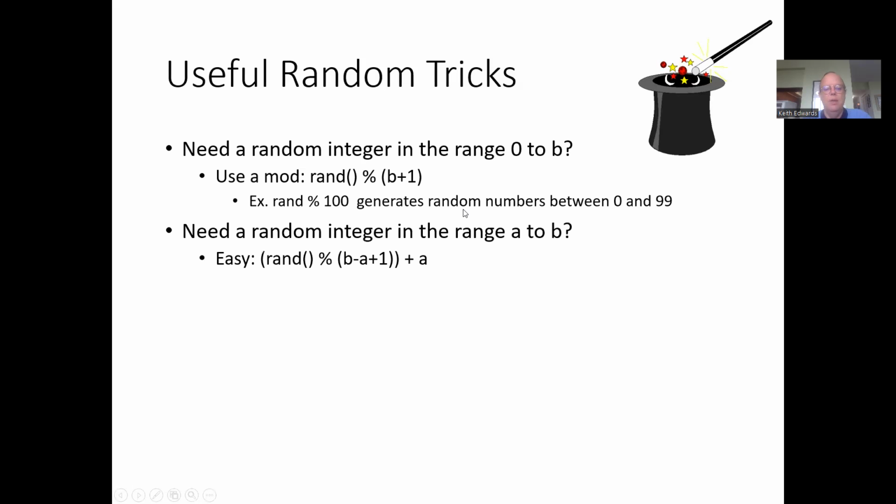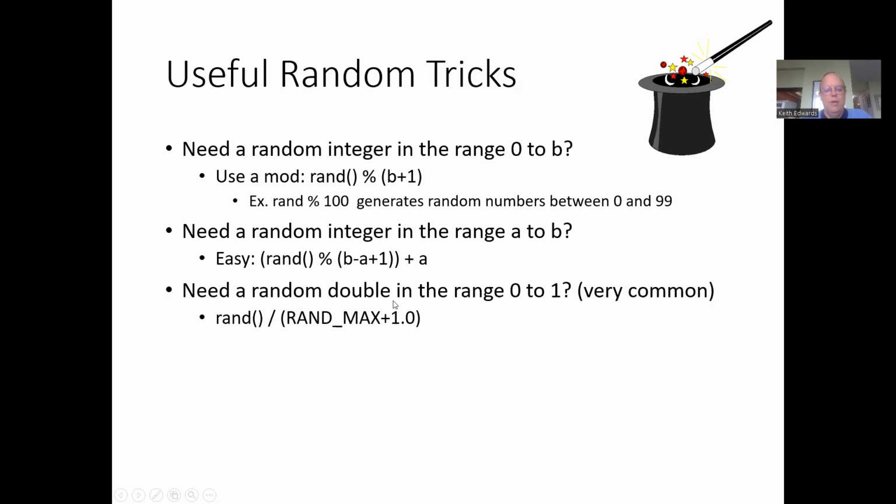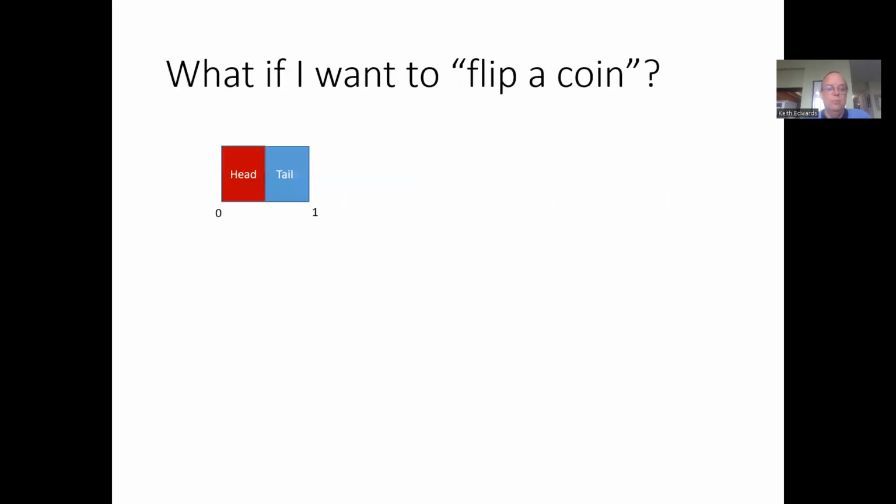If we want a random number range from A to B, we can do it as rand percent B minus A plus 1, plus A. If we need a double in the range of 0 to 1, we can do rand divided by RAND_MAX plus 1, and that'll give us a number in the range of 0 to 1. That's also a very common thing that we want to do.